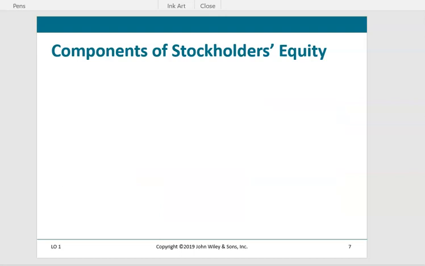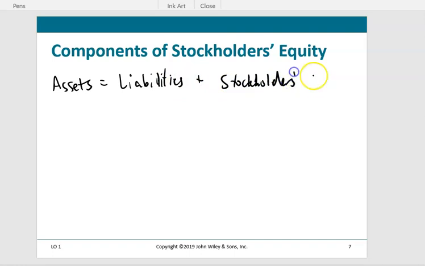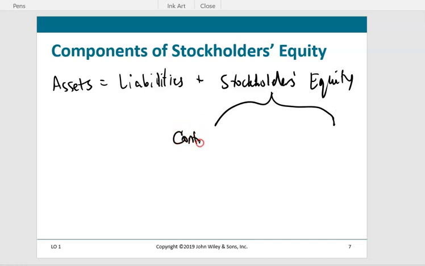I like to always start with the accounting equation, assets equals liabilities plus owner's equity. And then let's break down stockholders' equity into its components. So this will be the same information as we saw before, but in a slightly different format. Contributed capital is the general term for the stock that's issued to outside investors. And then the other main component is retained earnings.